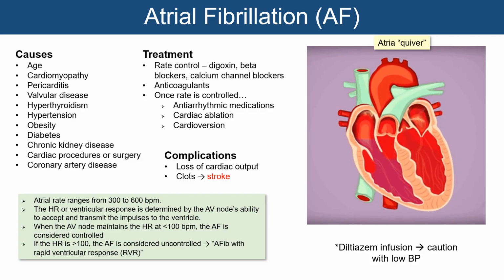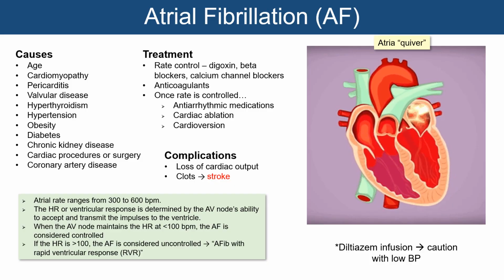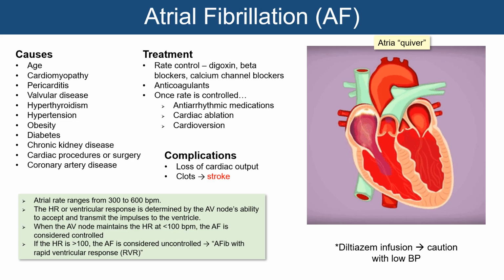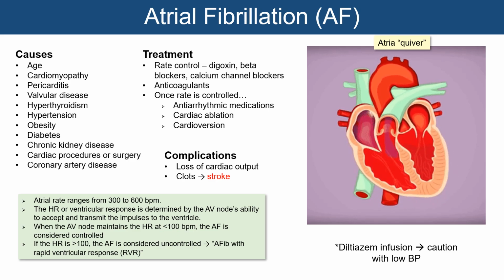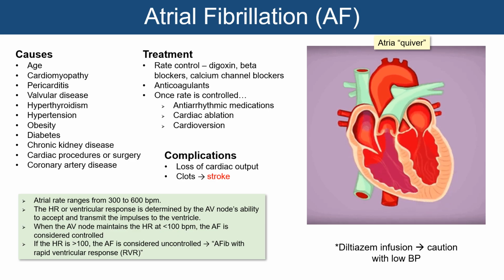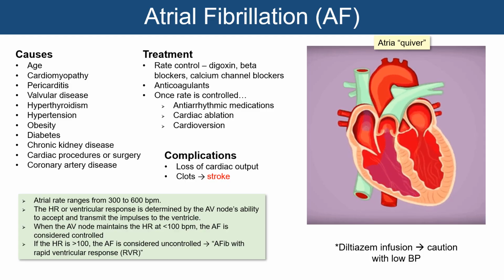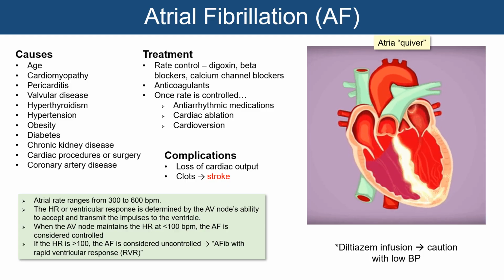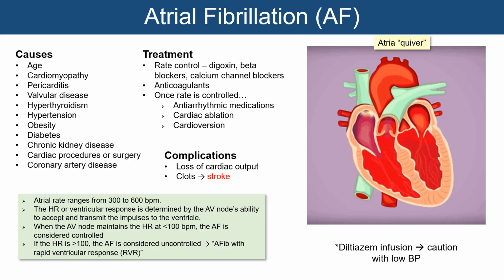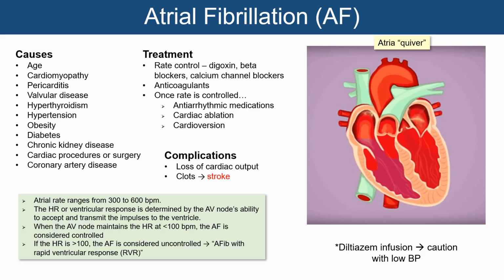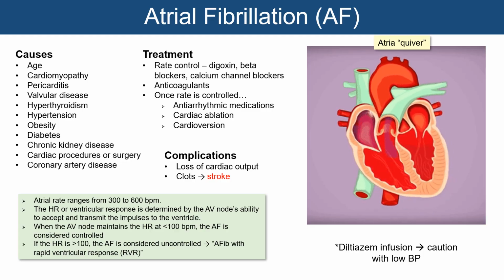So causes. Age is on the top of the list as being a risk factor for AFib for the same reason of dysrhythmias in general. That's because as we get older, those little cells in the SA node, they start to die off, and sometimes they do migrate around, so that puts you at high risk for getting AFib. Cardiomyopathy, pericarditis, pretty much any type of heart muscle tissue issue. Valvular disease, hyperthyroidism, hypertension, obesity, diabetes, chronic kidney disease, cardiac procedures, coronary artery disease, all of those things can kind of result in AFib.